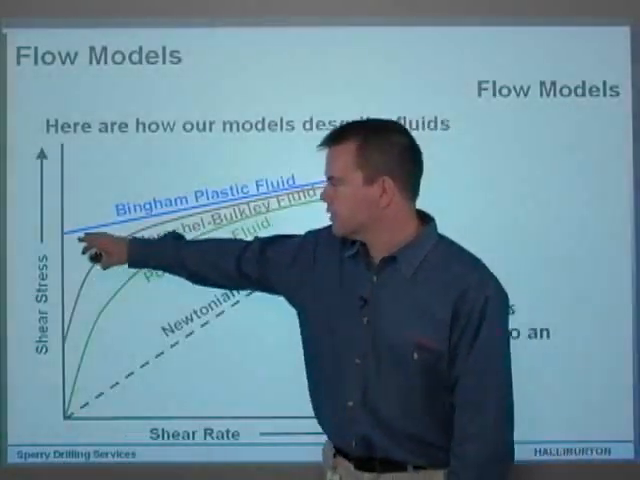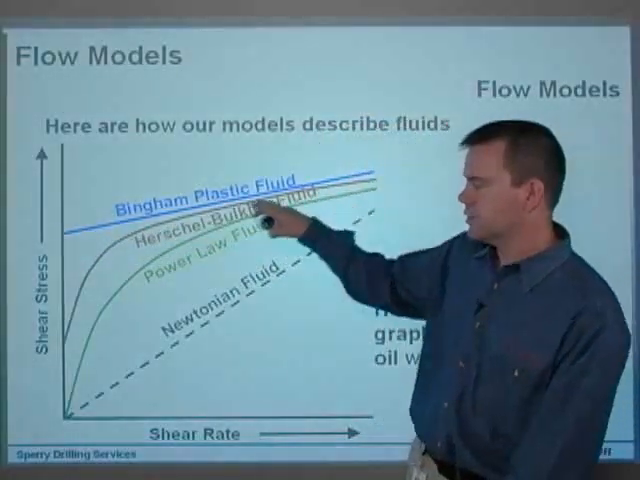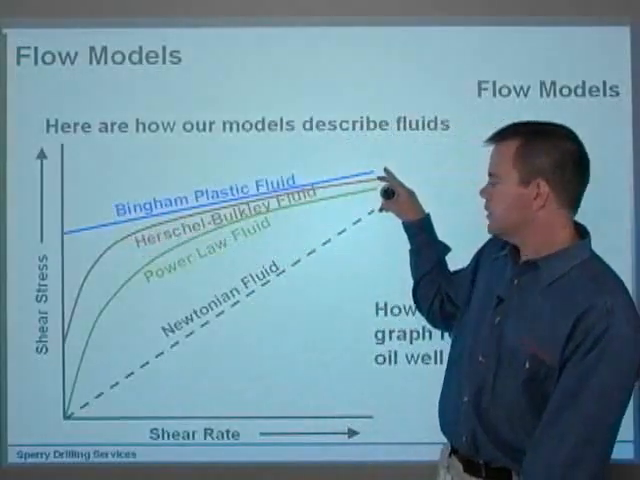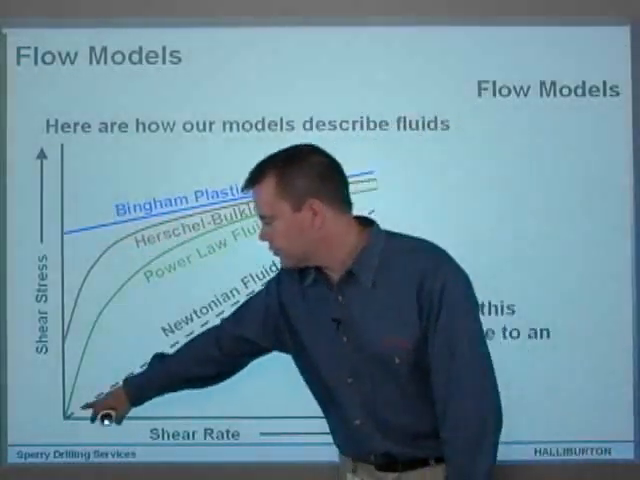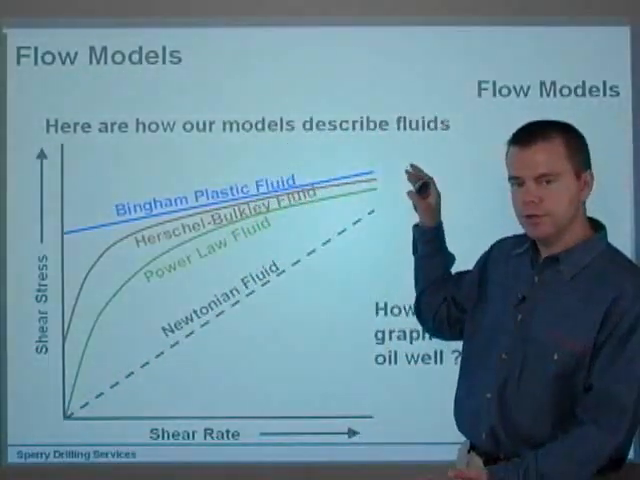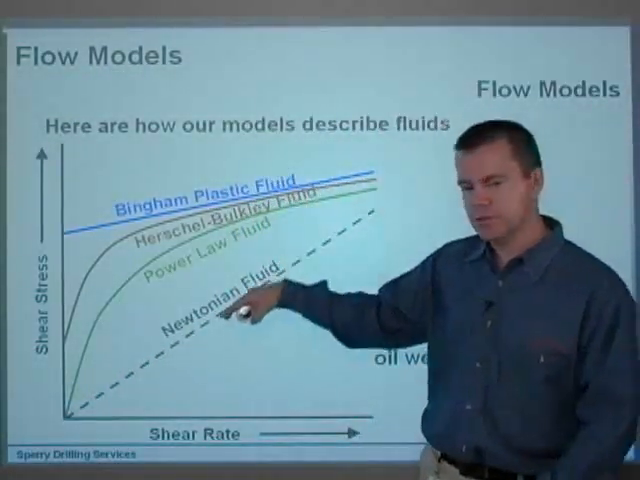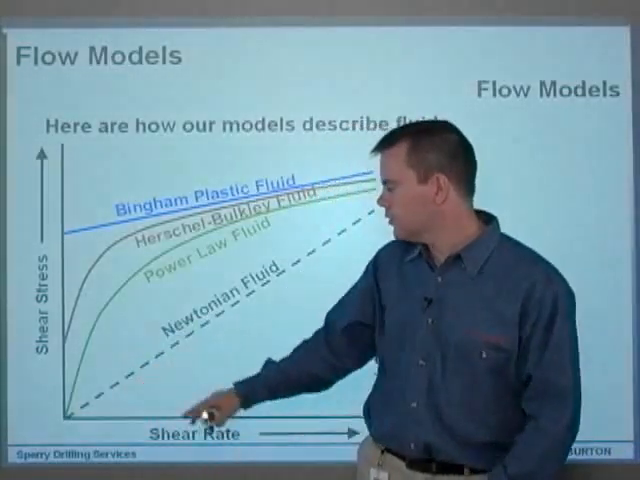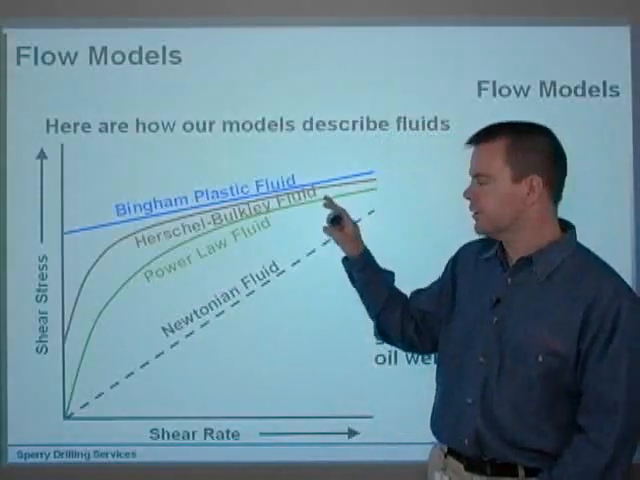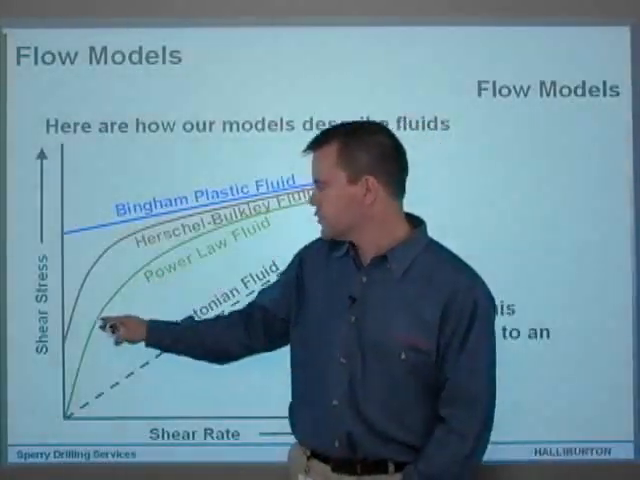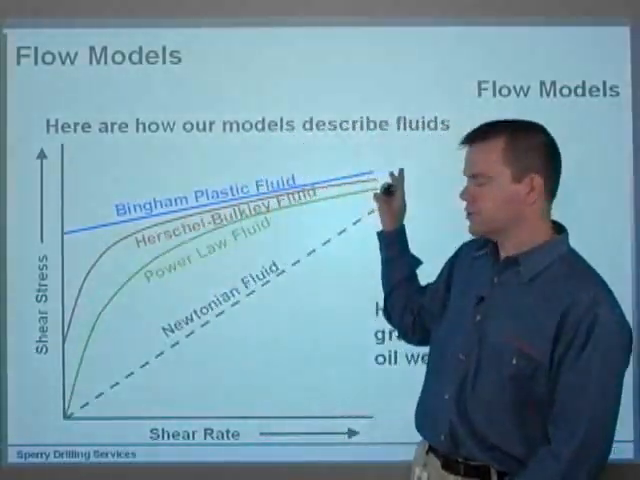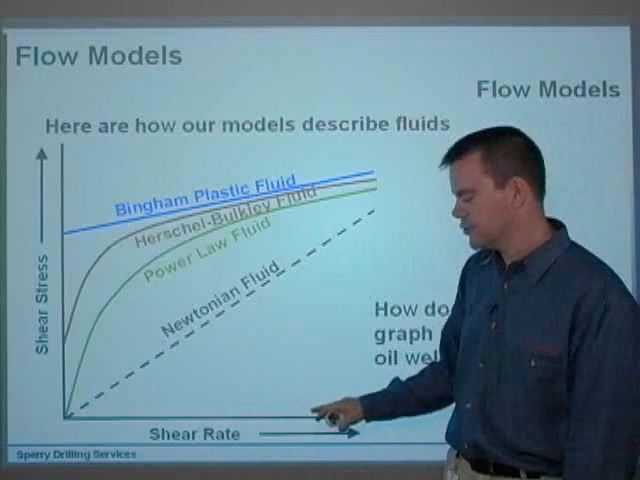Here's where the Bingham plastic law lies on a graph. It's a straight line intersecting the y-axis and carrying on up this way. The Newtonian fluid was a straight line intersecting the origin and coming up here, and the viscosity determines the slope of that line. The power law fluid intersects the origin and then curves up and becomes almost a straight line. And the Herschel-Bulkley fluid starts off somewhere up the y-axis and curves up and becomes almost a straight line again as you get to higher shear rates.